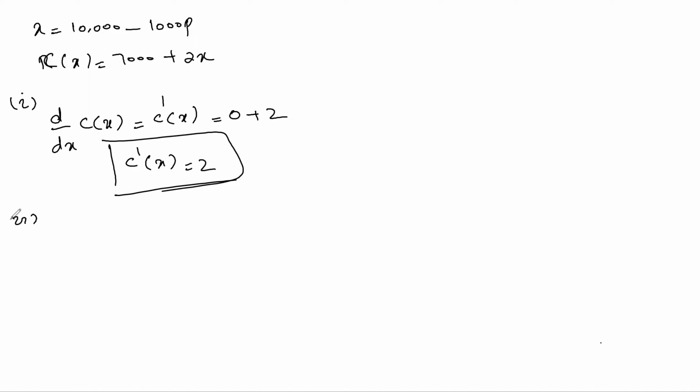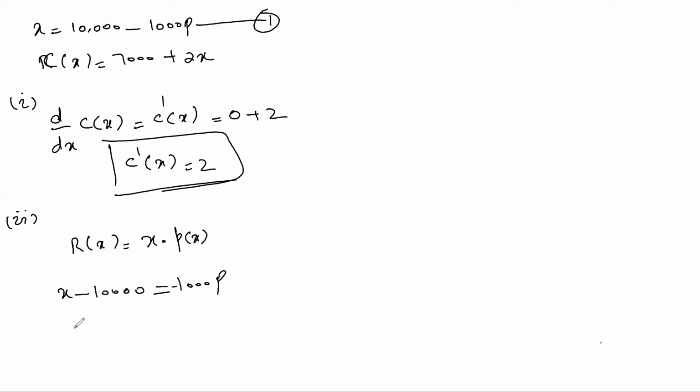Next, we find the revenue function in terms of x. So the revenue function is x times p of x. From here we find p of x from 10,000 minus 1000p, so p equals minus 0.001x plus 10.